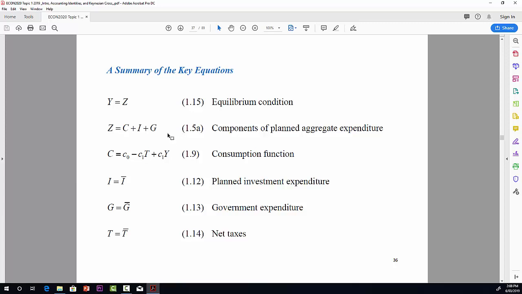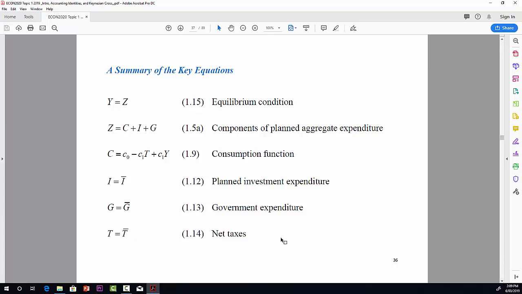Then we've got the components of planned aggregate expenditure: Z is equal to C plus I plus G. And we have the consumption function, our theory of consumption, which we had before. Our theory of investment, super simple, is just exogenous I bar. Our theory of government expenditure, super simple as well, we set equal to G bar. And then our theory of taxes in this very simple model: T is equal to T bar. Okay, that's our model. So how do we solve this model?